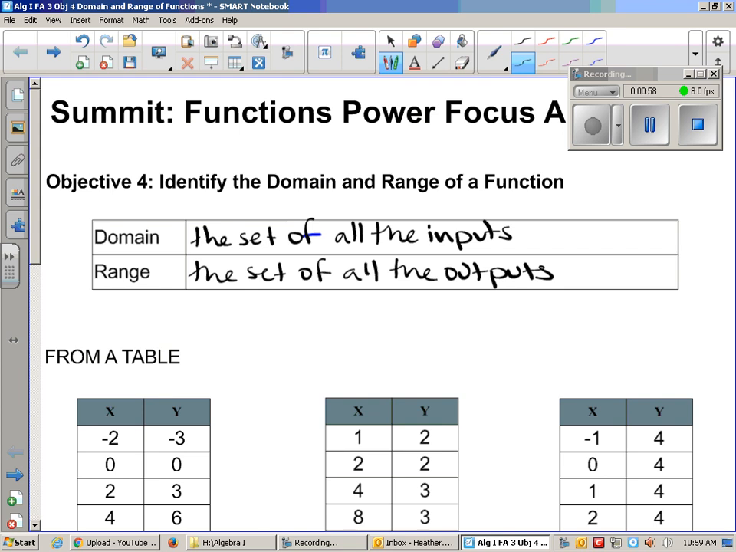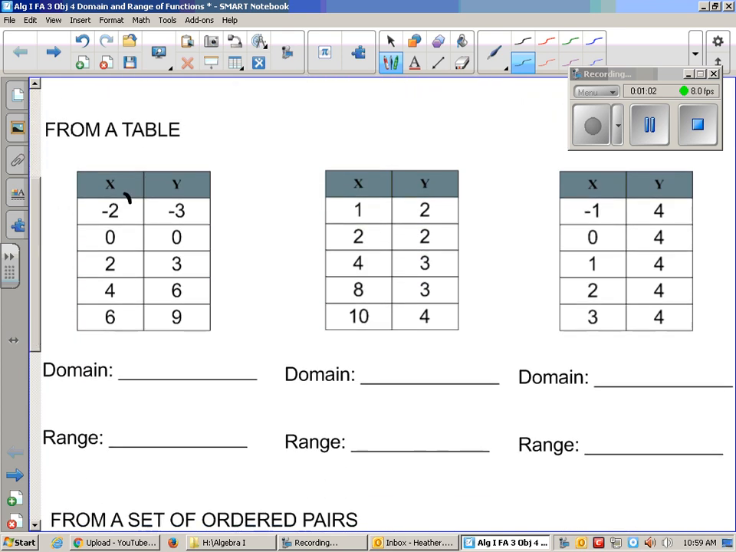So really, if we're given a table of values, remember, my inputs are my x's. My outputs are my y's. Really, the only thing I have to be careful of when I'm putting down my domain and range is first, I don't get them switched. And second, that if I see a number listed more than once, I don't write it down twice. And I write the numbers in order from smallest to largest.